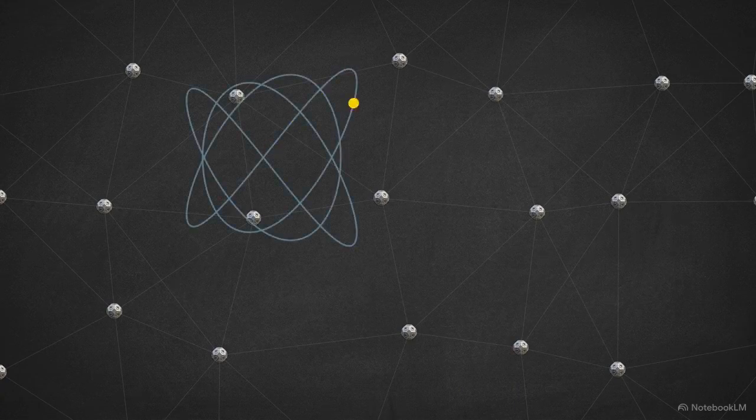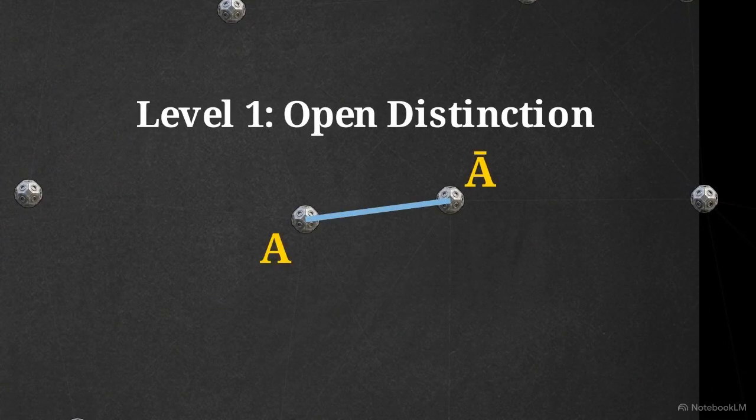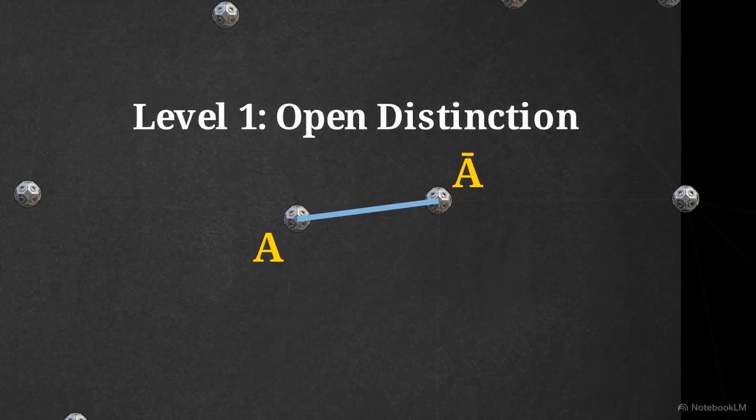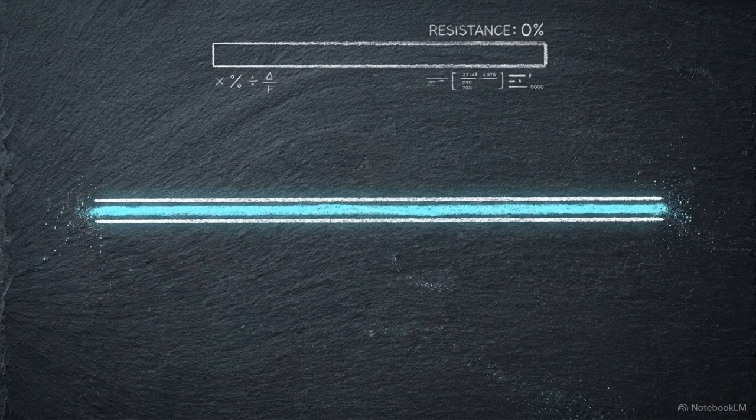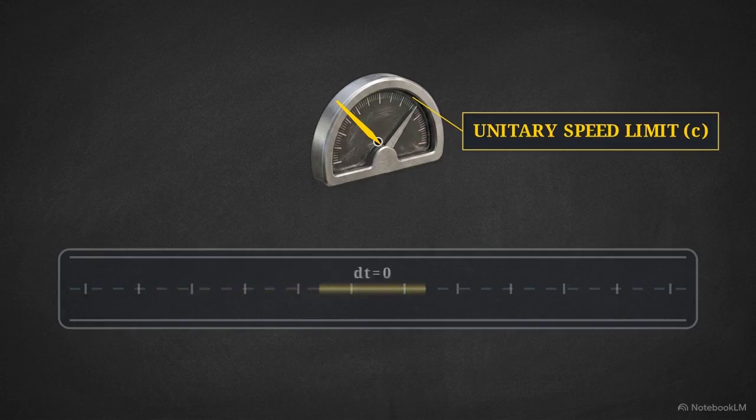Within this network, physical properties are emergent consequences of how information is routed. A photon is defined here as a level 1 open geometric line. It represents a single distinction, an A to not A connection, without any topological closure. Because this line is open and does not loop back on itself, it requires zero computational processing time to exist on the network grid. This lack of processing delay forces the photon to move at the network's maximum operational limit.